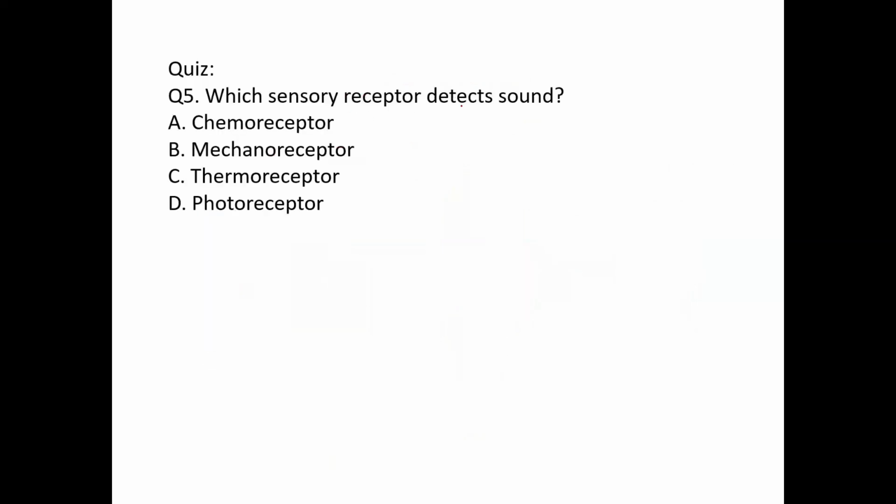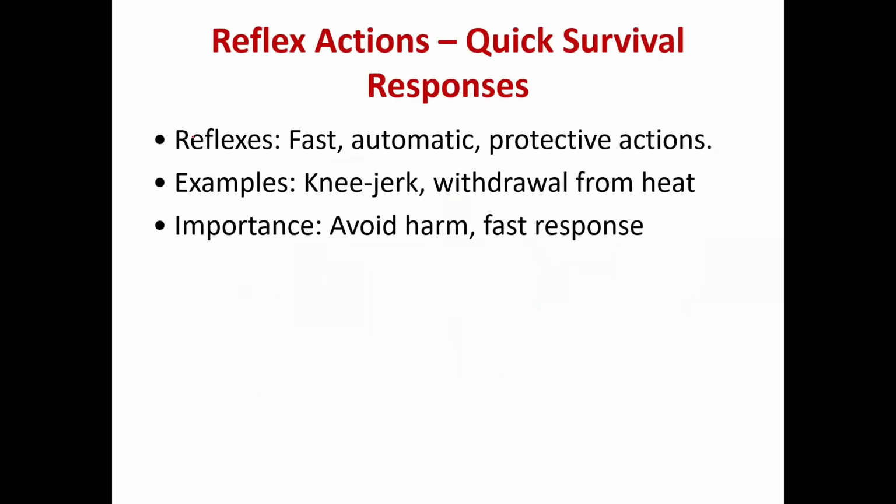Which sensory receptor detects sound? So, which kind of sensory receptors receive sound? Think. It's the mechanoreceptor. Let's do reflex action, a quick survival response. Reflex actions are fast, automatic, protective actions. So, if I see a lion, I quickly run away from the lion. That's my reflex action.